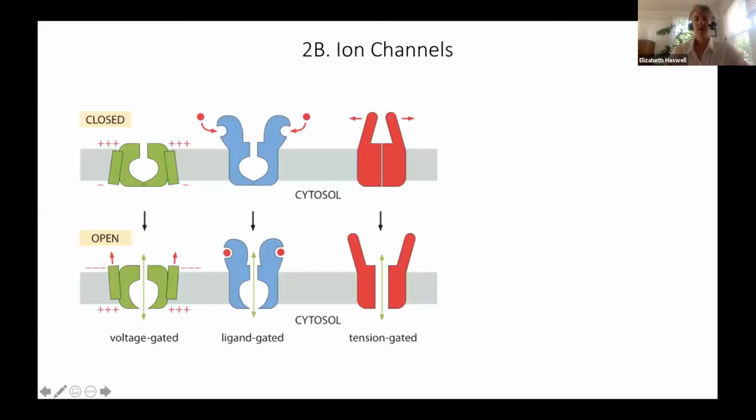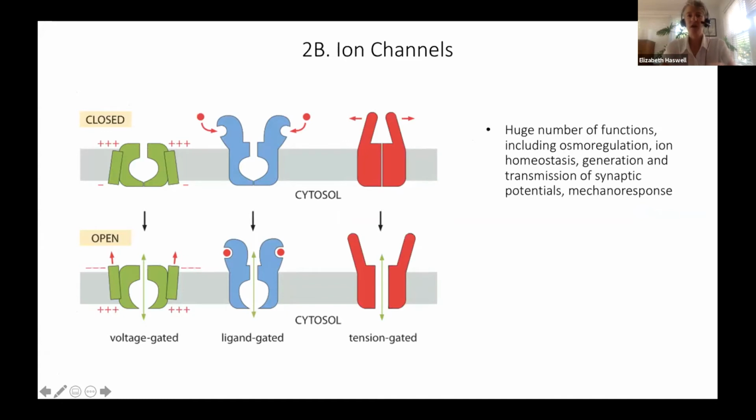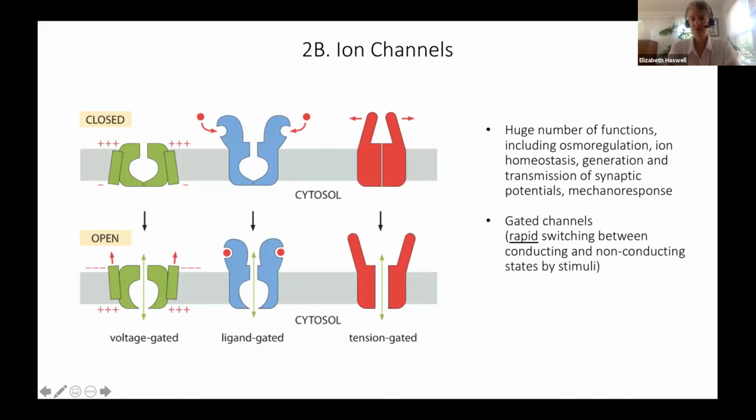All right. So we're going to talk about ion channels because this is the type of mechanoreceptor that we dearly love. So I'm going to tell you about that next. I want to talk a little bit about ion channels in general. Ion channels in general have a huge number of functions in plants, animals, and bacteria. They regulate osmotic stresses, ion homeostasis. As you know, they generate and transmit synaptic potentials, and as we're going to discuss, they're involved in mechanoresponses.